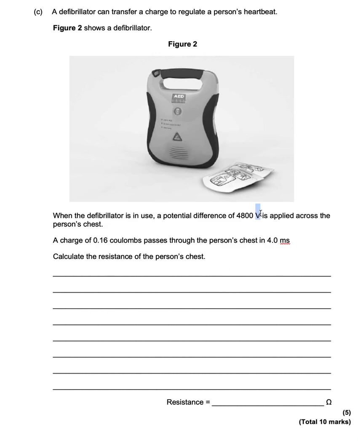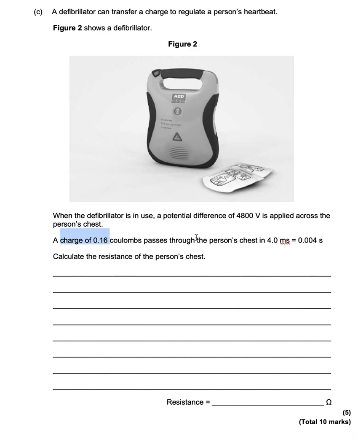A potential difference of 4,800 volts. That's the standard unit, I don't need to convert it. Charge of 0.16 coulombs. That's the standard unit, I don't need to convert it. It passes through the chest in 4.0 milliseconds. Seconds is the standard unit, milliseconds is not, so I do need to convert that. That is 4 divided by 1,000, which is 4 times 10 to the minus 3, or 0.004 seconds. Calculate the resistance.